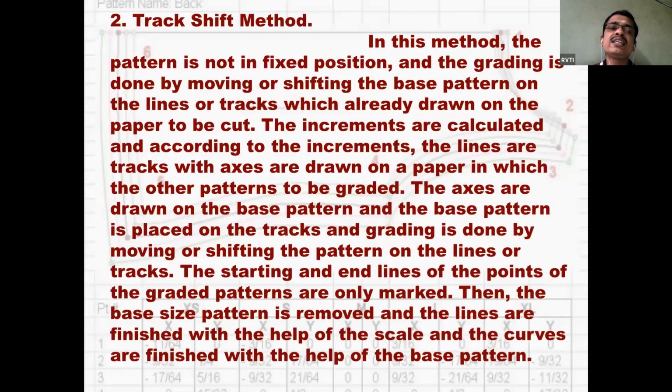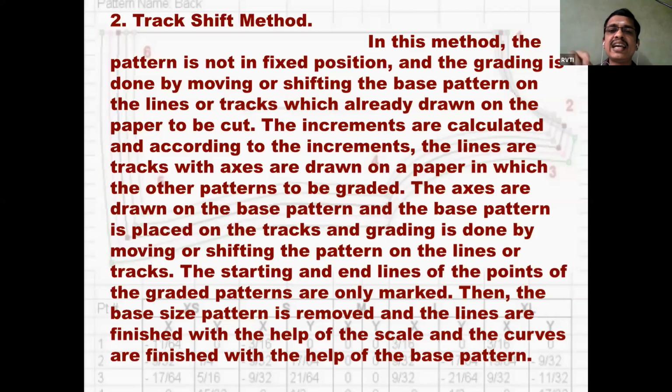Here, the pattern is in a fixed position. The grading is done by moving or shifting the base pattern on the lines or tracks which are already drawn on the paper to be cut. Here, first we have to calculate the increments. We should know where we have to apply the grading. That's very important. Normally, the grading should be applied at all the peripheral points.